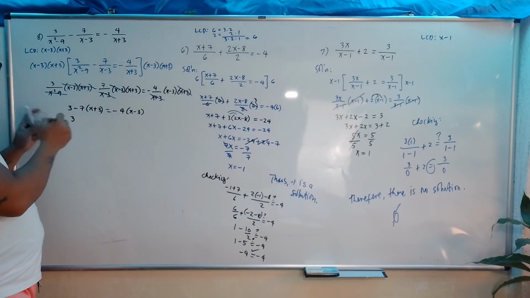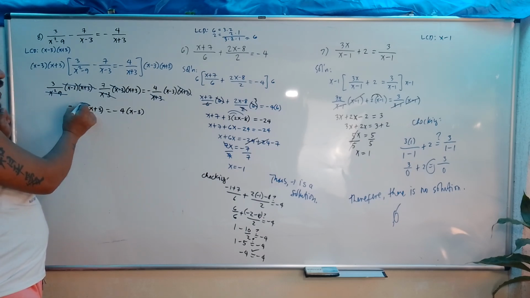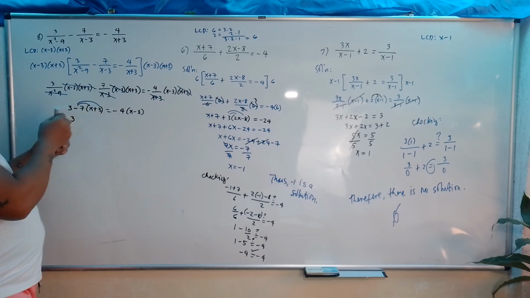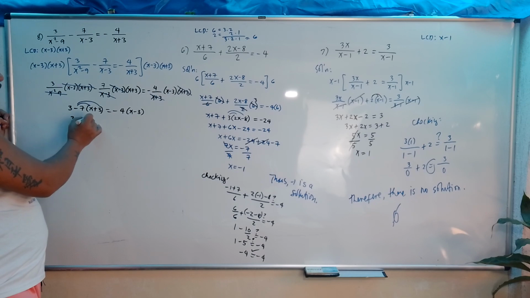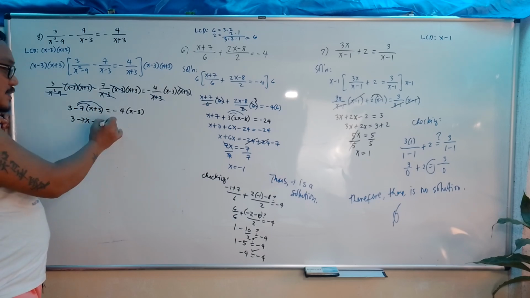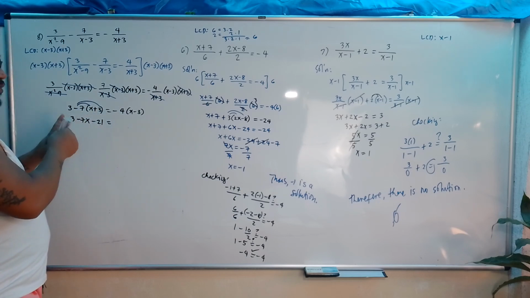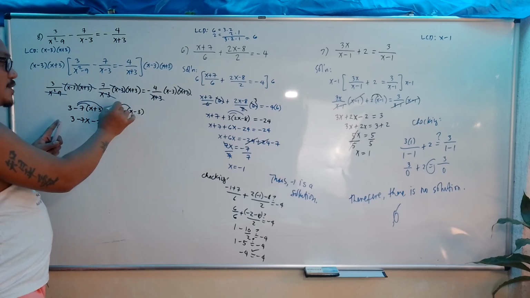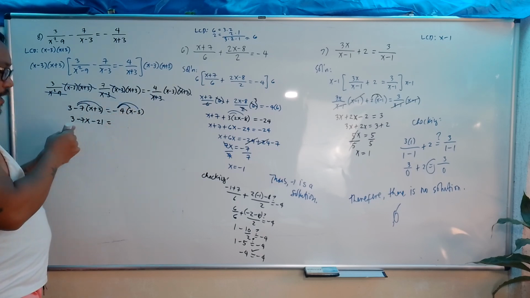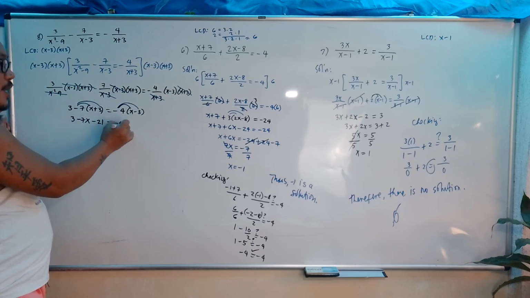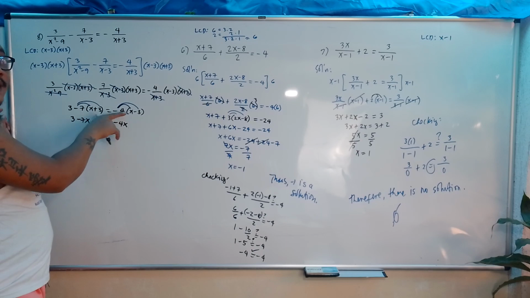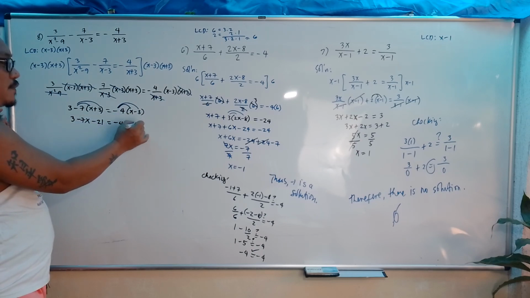Distribute din natin ni si negative 7 to each term. So, negative 7 times x, negative 7 times positive 3. No? So, negative 7 times x, you have minus 7x. Okay? Negative 7 times positive 3, you have negative 21. Is equal to, kanina po siya itong i-distribute, si negative 4 times x, si negative 4 times negative 3. Okay? So, negative 4 times x, you have negative 4x. Negative 4 times negative 3, you have positive 12.